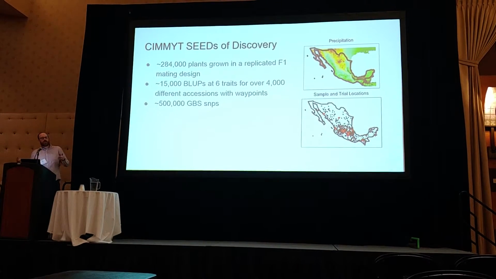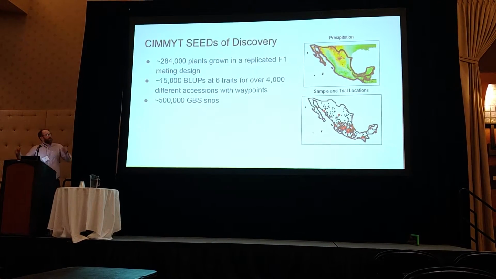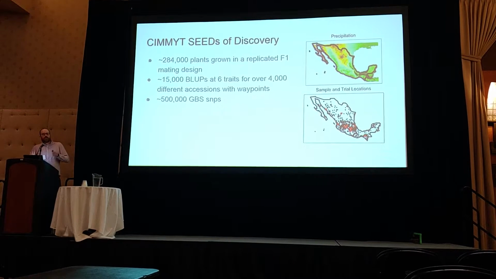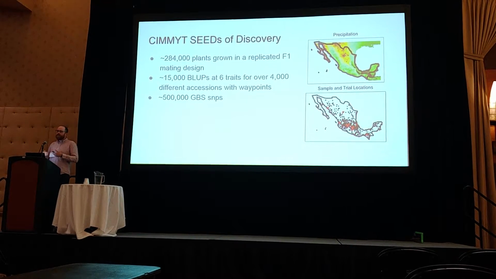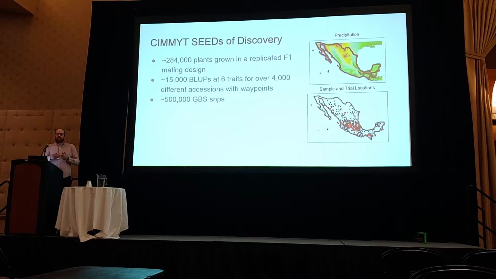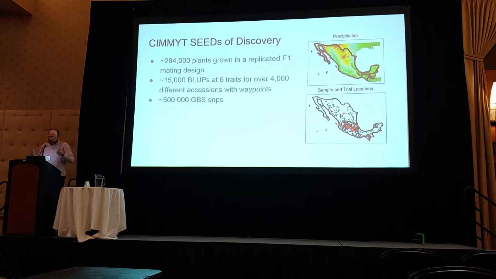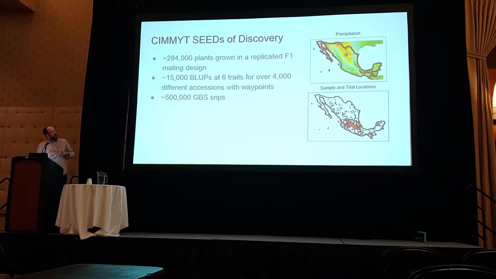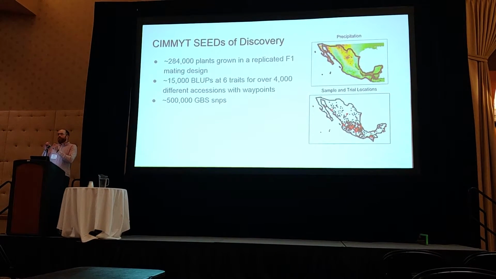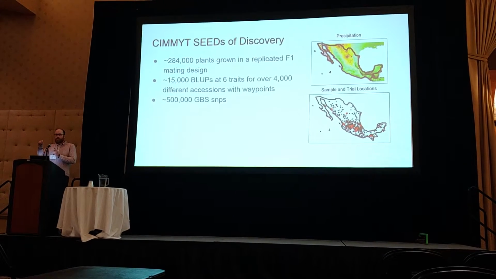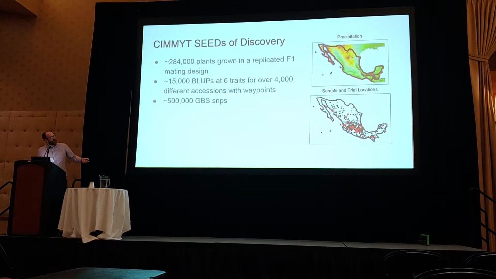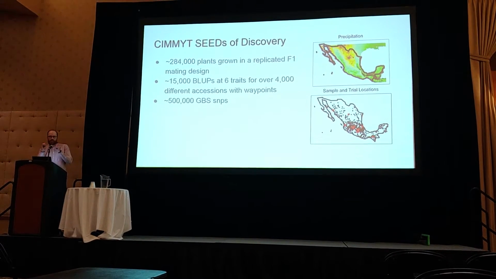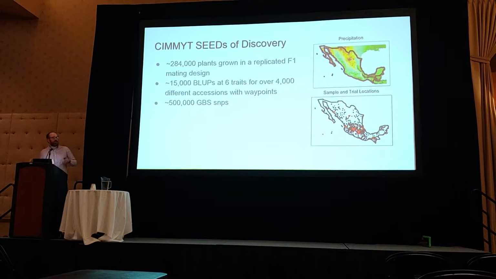This is essentially the data that I'm working with, the world that I live in. The data specifically that I work with is from our collaborators at CIMMYT in Mexico, and it's just a tremendous effort that they've done. They've grown hundreds of thousands of plants in this replicated F1 mating design. Once we correct for the replication and start to do association analyses, we get down to around 15,000 data points at 6 traits. Essentially, the 15,000 data points represent one data point per individual accession across a number of different experimental trials. You can see here the diversity of the individuals in black. That's where the accessions are from, trying to cover the whole environmental range in Mexico.